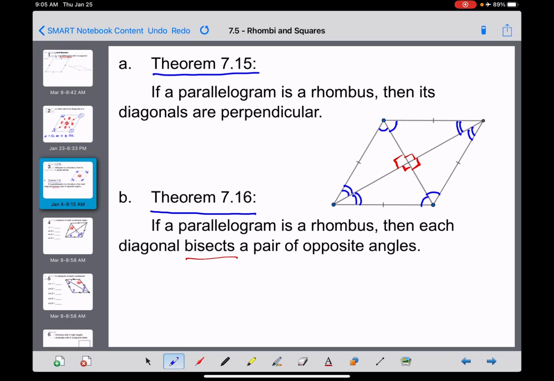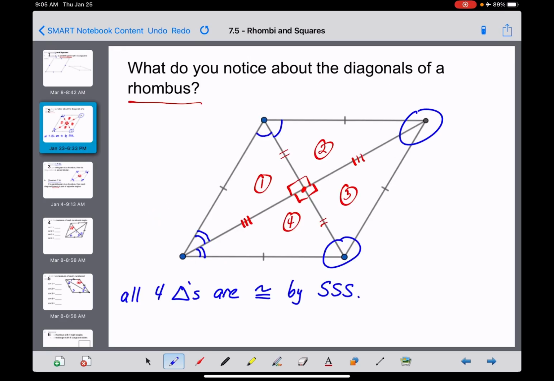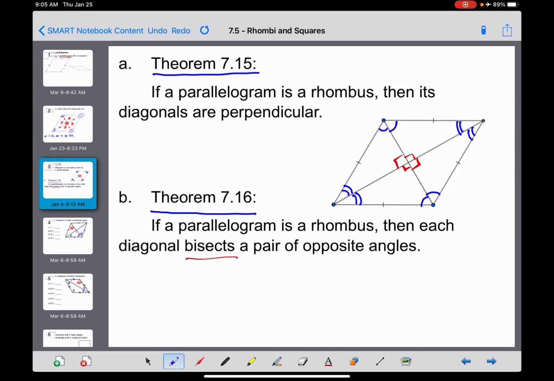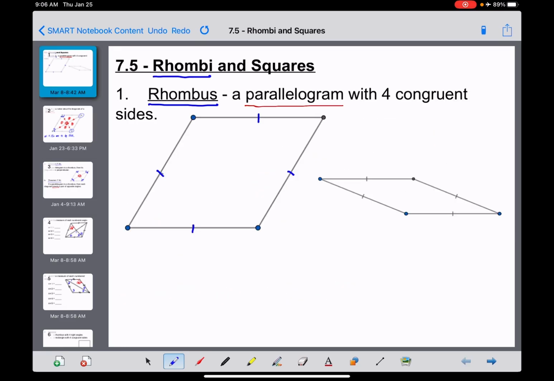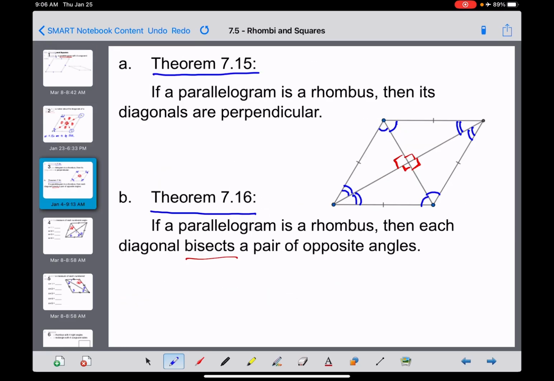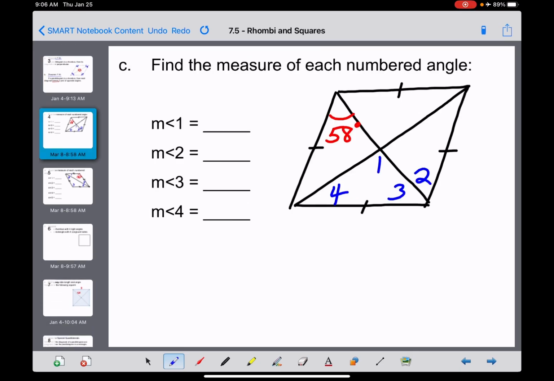So both of those theorems are based on the idea that we explored right here, the fact that when you draw the 2 diagonals in a rhombus, you create these 4 congruent triangles by side, side, side, and that means that all the corresponding parts of those congruent triangles have to be congruent as well. That's an idea from chapter 4 called CPCTC. So maybe you remember that and maybe you don't. Okay, so now you are armed with the definition of a rhombus and 2 theorems, 2 properties that go along with that and say a little bit more than just the definition itself.